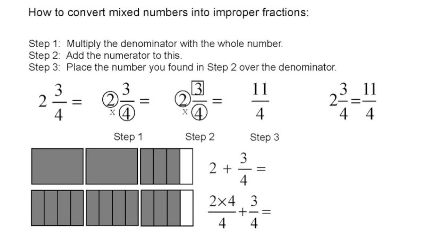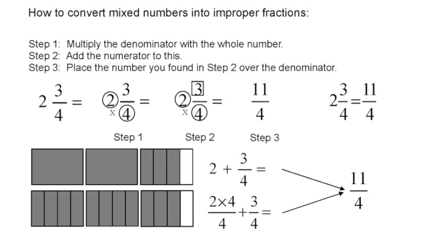Now remember, 4 over 4, or anything over itself, is just equal to 1. So since I have 2 things of just 4/4, that's why I did 2 times 4. Then I added in the 3 down the end there. So 2 times 4 is 8. 8 plus 3 makes 11. So it shows that both of them equal 11/4.